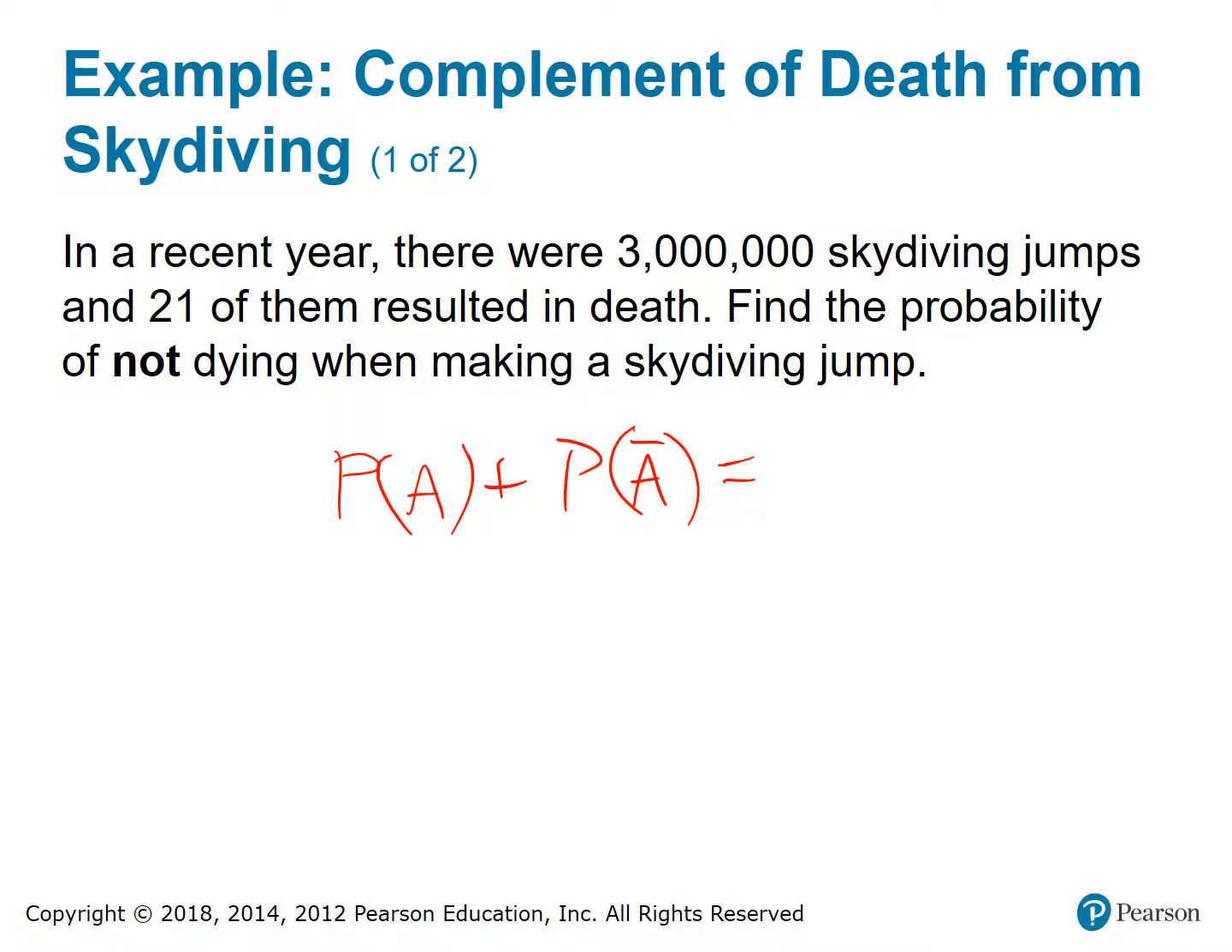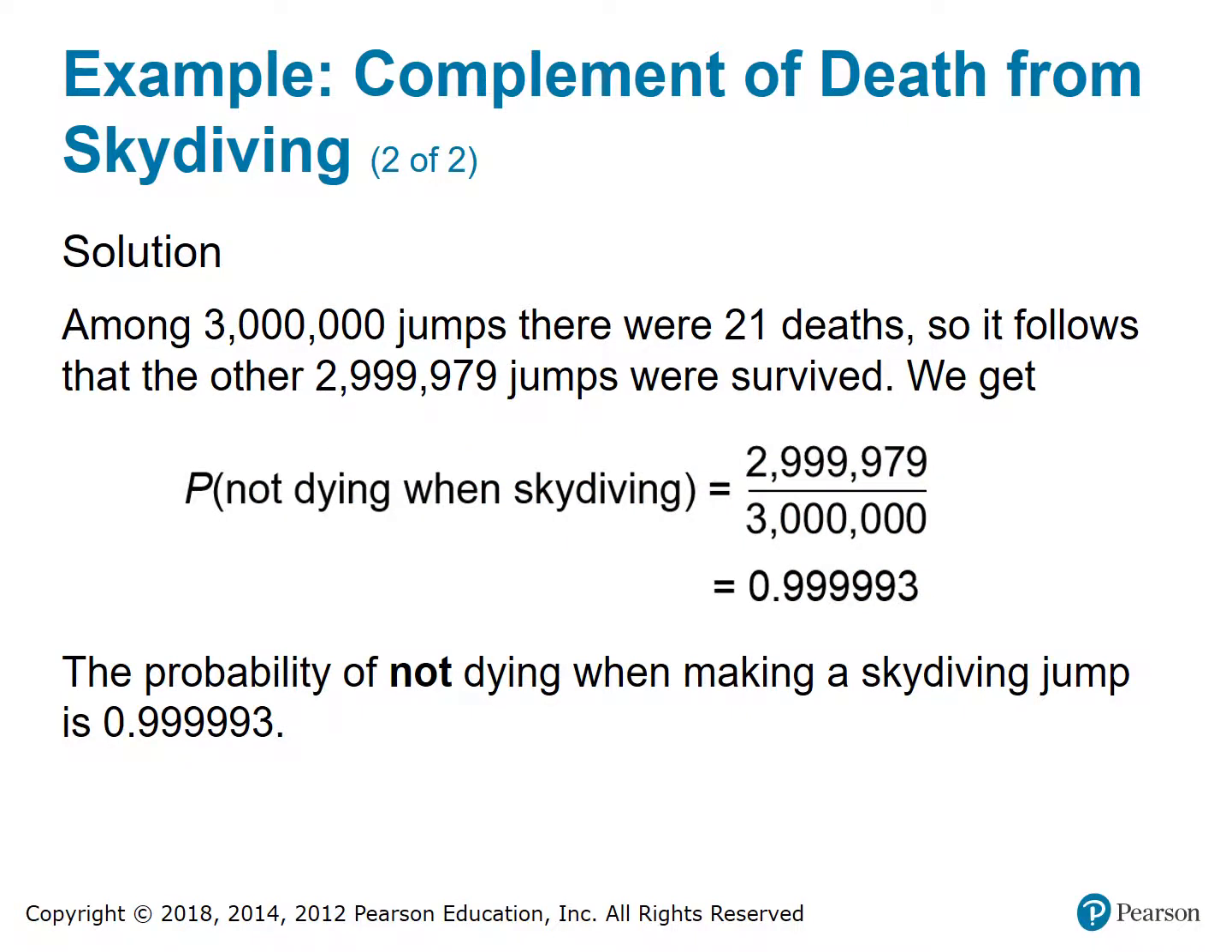if the sum of all the probabilities has to equal 1, and A is the probability of one event and A bar is everything else, what must the sum of these two probabilities be? If the sum of all probabilities is 1, just 1. Okay.